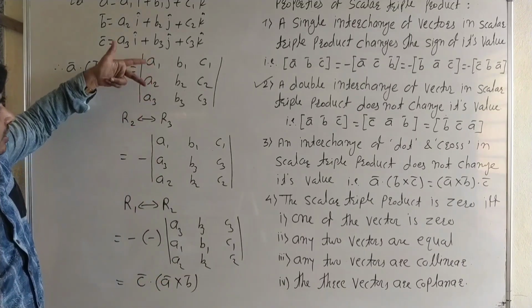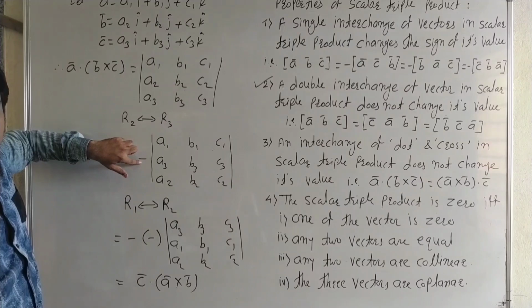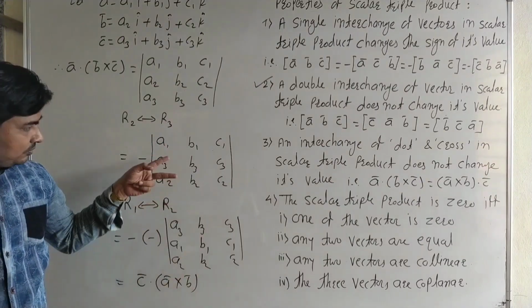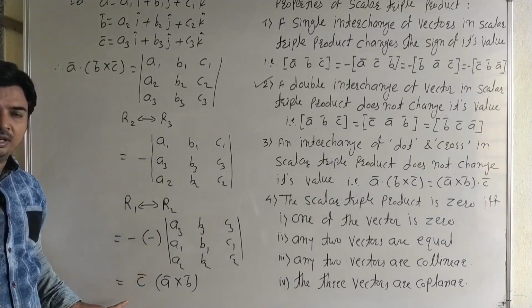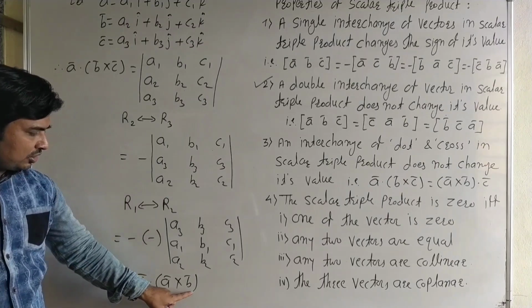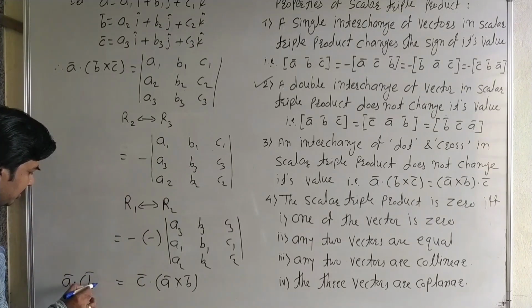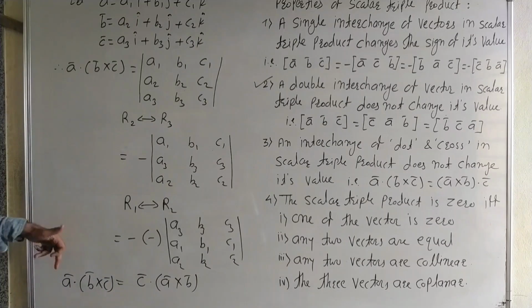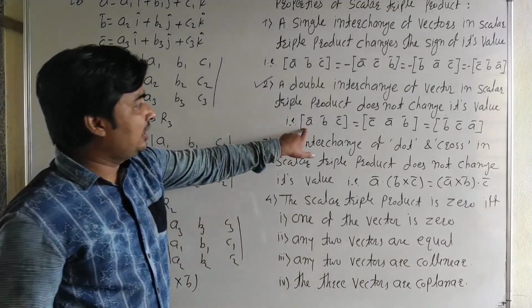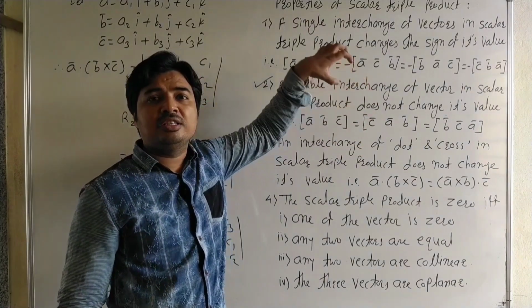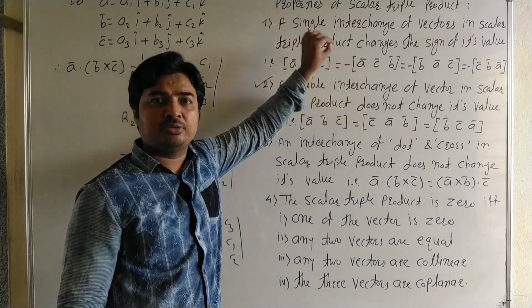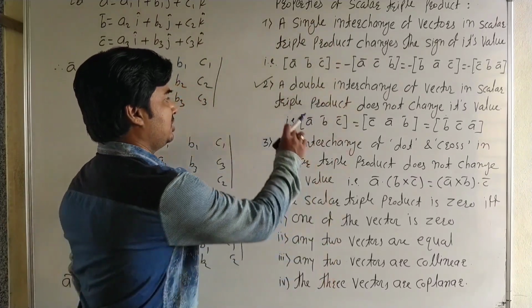Here a single interchange gives a minus, and a double interchange again gives a minus. That means minus minus is plus. Then C bar dot A bar cross B bar is the original A bar dot B bar cross C bar. Here, double interchange, we interchange B and C and then A and C. Double interchange does not change its value. Single interchange changes its value, but double interchange does not change its value.